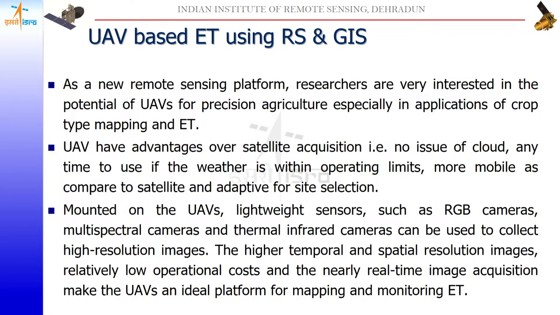Recently people are using UAV for precision agriculture, specifically crop type mapping, as well as crop evapotranspiration estimation using the VNIR band, the visible near infrared band, as well as the thermal band. As for the advantage over satellite acquisition, UAV data sets have no issue in terms of cloud, because it always flies below the cloud and very close to the earth surface. So we can easily acquire quality data sets at any hour and time where the weather is within operating limits.